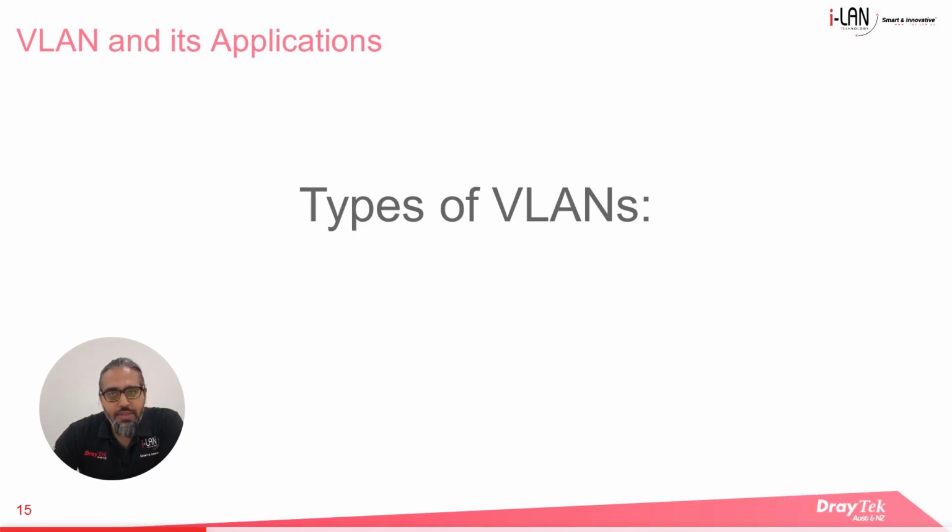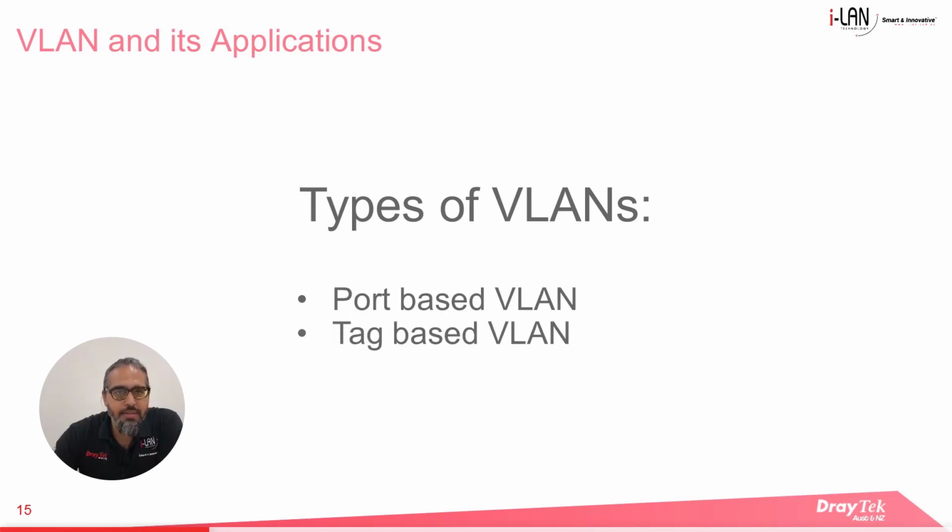We'll now look at the different types of VLANs. The two main types are port-based and tag-based VLANs.